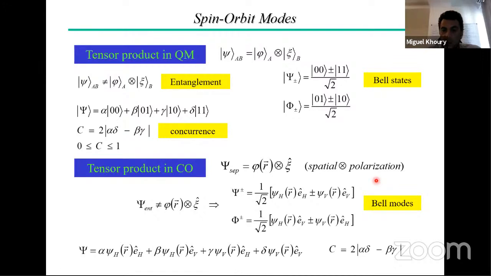So when we combine the linear spatial modes, H and V, with linear polarization modes, H and V, we can have these two combinations, HH plus or minus VV and HV plus or minus VH, that are analogous to the four Bell states here. And then we can borrow concepts from quantum information theory. We can think about the most general first order mode in this way, and also use the concurrence to quantify the amount of separability between the spatial part and the polarization part. Okay.